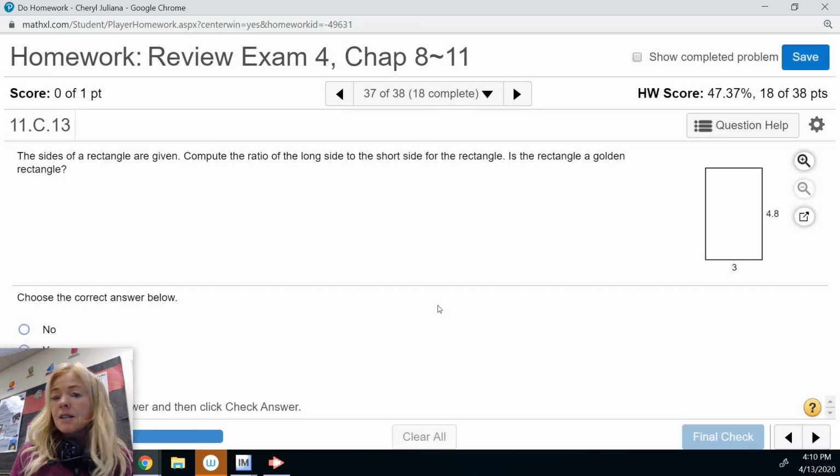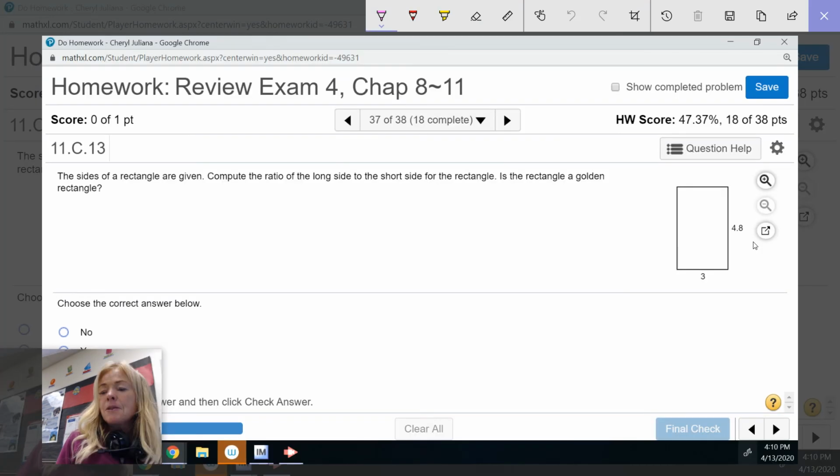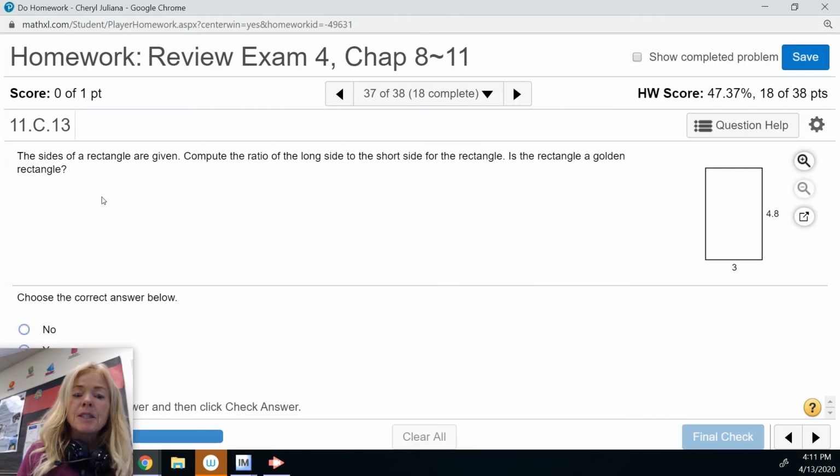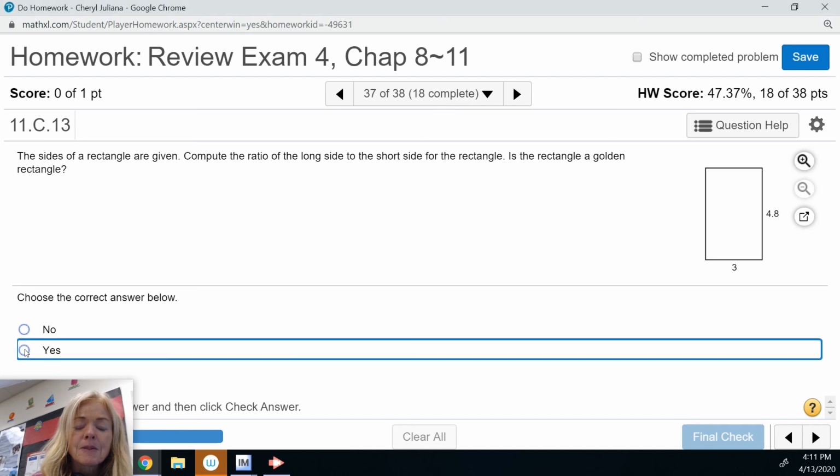All right, and then our last question is 37 right here. It says the sides of a rectangle are given. So you have a side that's 3 and a side that's 4.8. Is a rectangle a golden rectangle? And in order to figure that out, the ratio of the long to the short side must equal something near 1.6. So if we take 4.8 and divide by 3, if my calculator's on, that always helps. 4.8 divided by 3, and that's 1.6. So indeed it is. So the answer is yes.